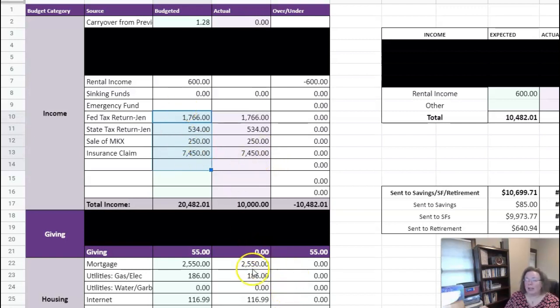So let's move on and talk about giving. You can see here that we plan on doing $55 for giving in May.